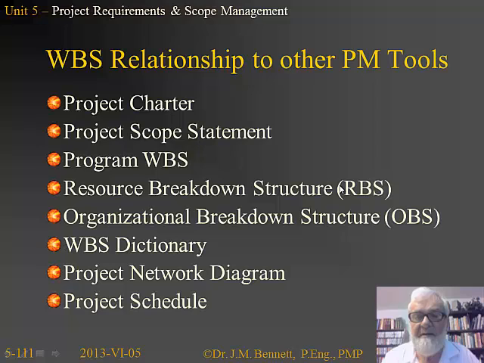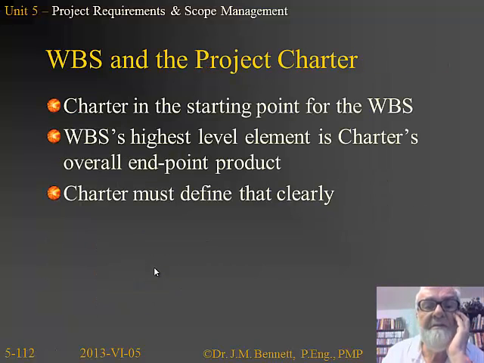This basically tells us how the resources are going to be allocated. And the organizational breakdown structure is how the company actually structures people in its organization. We're going to define a thing called the WBS dictionary, and this is going to lead to the project network diagram and the project schedule, which we'll define in the next 2 units. So this is fundamental to the work we're doing.